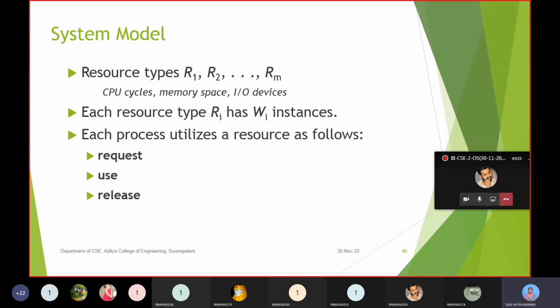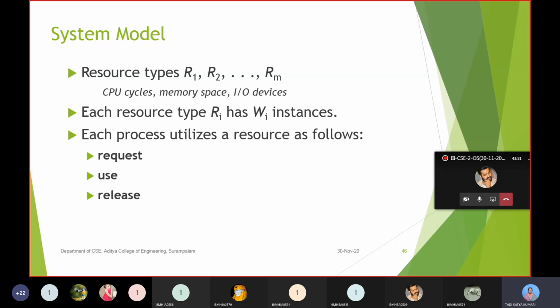So here in a computer, we have different types of resources like the CPU, the memory, the IO devices. Here we'll say each of the resources has one resource type. That means CPU is one type of resource and memory is one type of resource. Some input devices are one type of resource and output devices are another type of resource. Each of the resources is represented with the name R1, R2 and so on up to Rm.